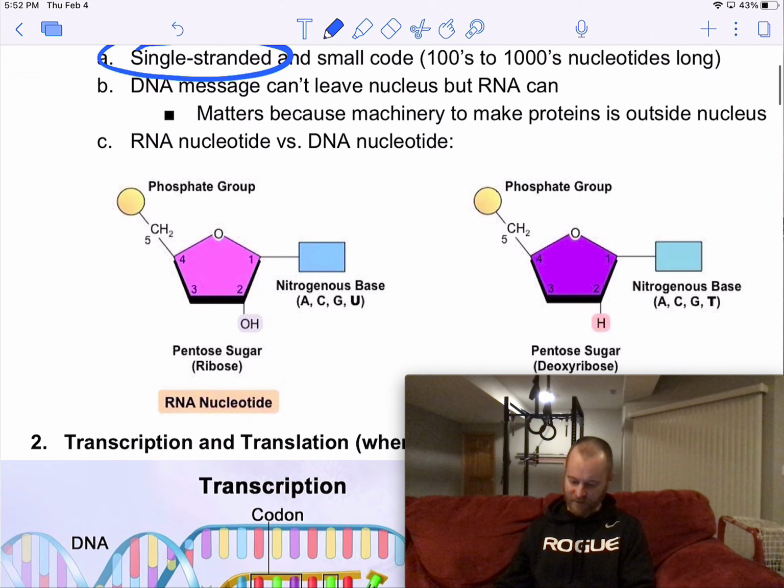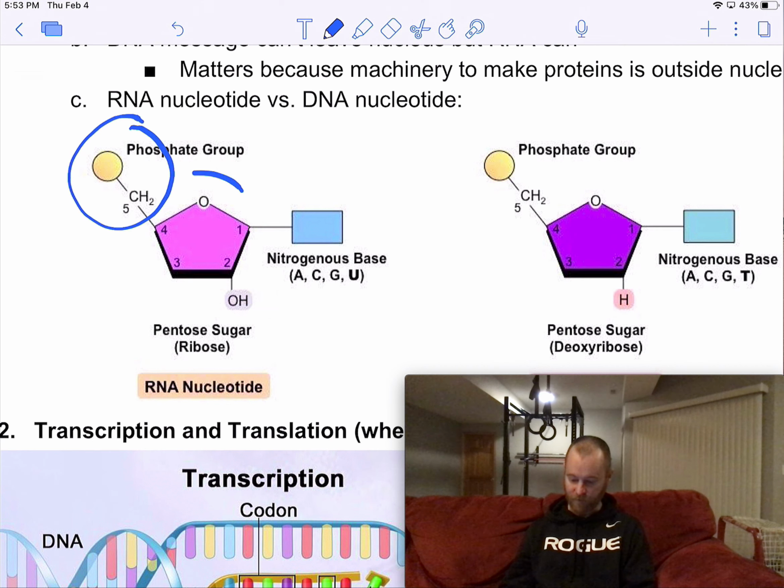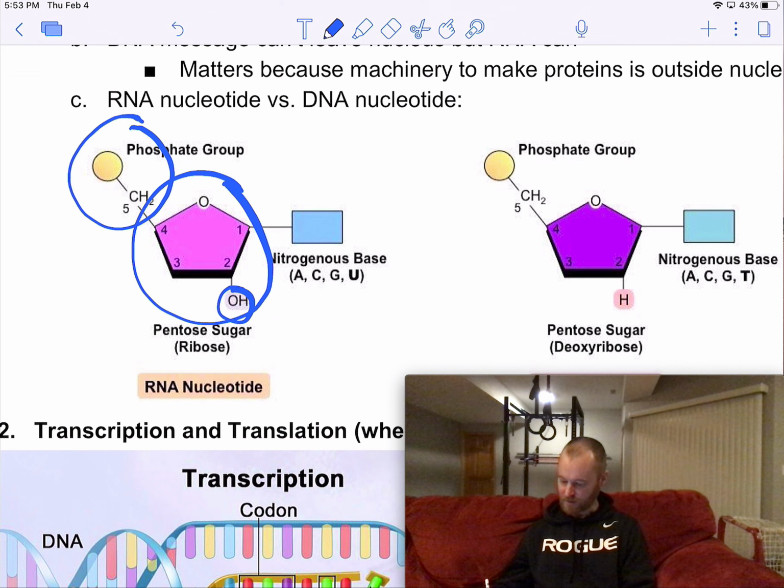The nucleotide itself for RNA has some differences as well, and similarities. So again, there's a phosphate group there. There's a sugar, although it's a ribose sugar. Notice that there's an OH on the ribose sugar. Here's a DNA nucleotide on the right, and there's an H. So that's just kind of what I noticed there. Deoxyribose, there's no oxygen on it. The oxygen is left. So just very similar, but subtle differences there.